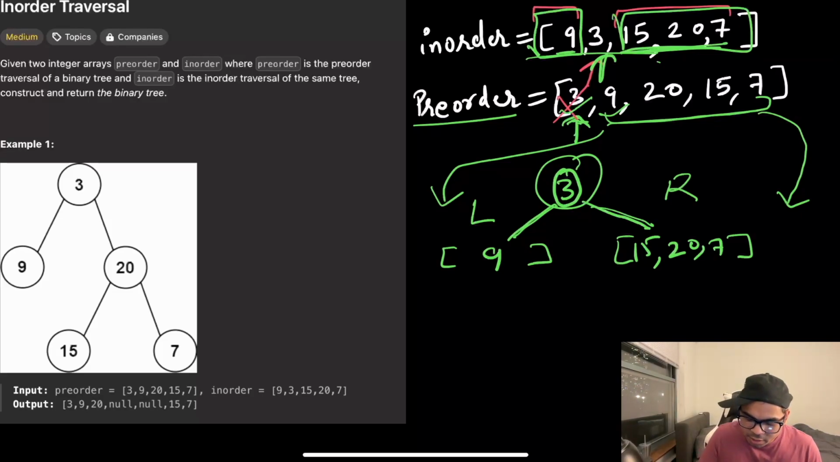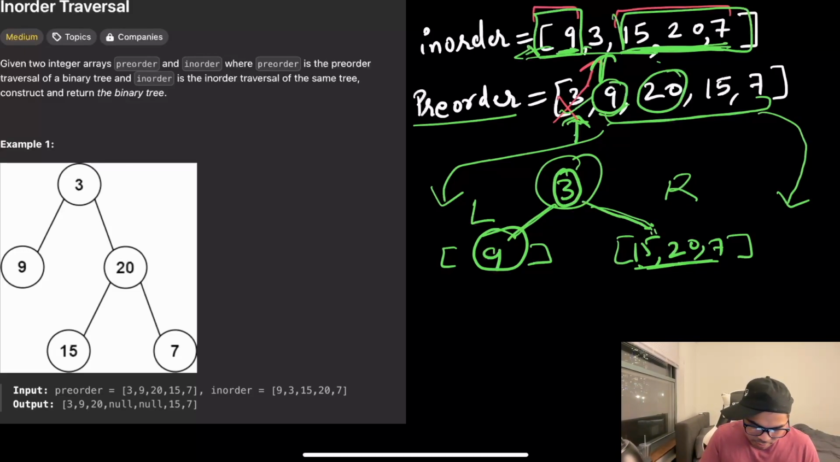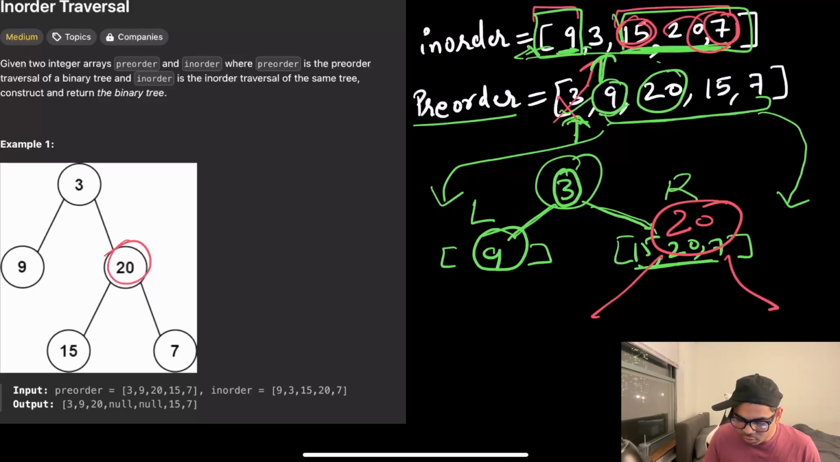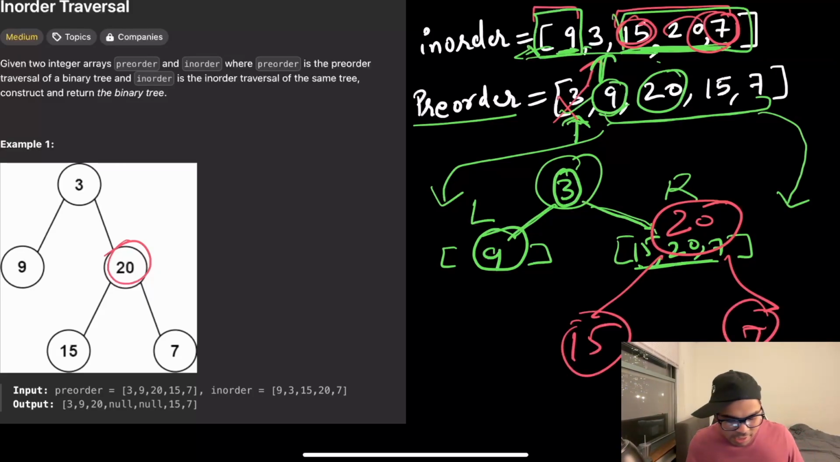So next time in the left I will find 9, and 9 doesn't have anything to the left or right, so just 9 would be the left subtree. Then in my right subtree, when I move forward, 20 will be my next root, so this place will be taken by this 20 over here. Then these values, sorry, 20, not 7 and 15, they will go to left and right. I think now we got the idea of how we're going to solve it.